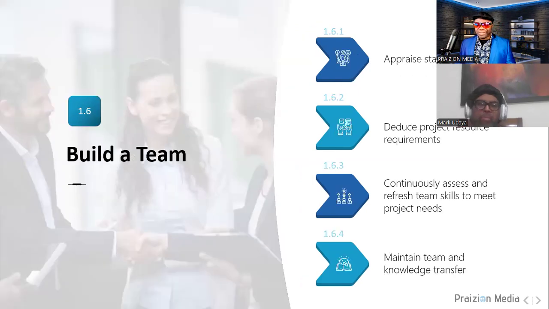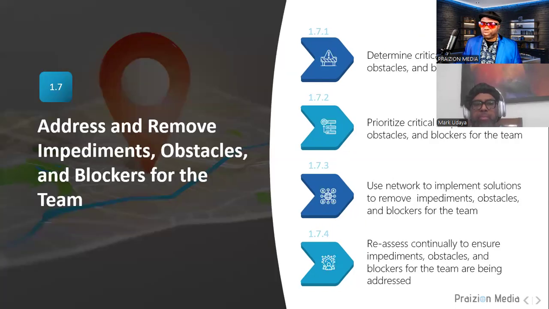Number six, build a team. Again, you've got to think about Tuckman's ladder. Forming, storming, norming. Everyone's trying to be on their good behavior in the beginning. But what is going to help you is to have a team charter, some sort of social contract.